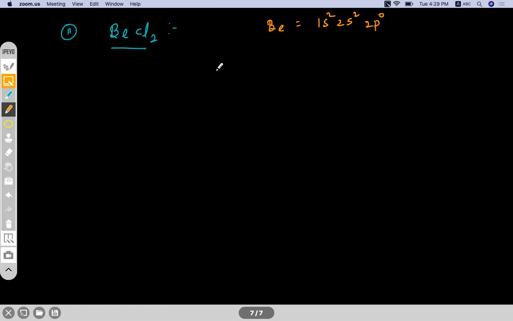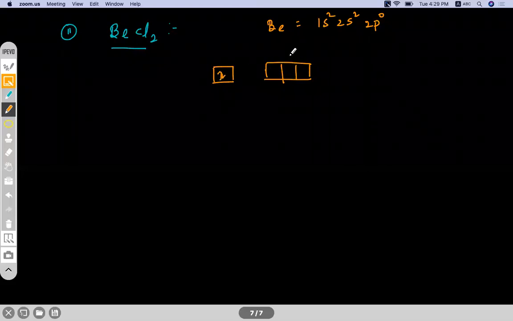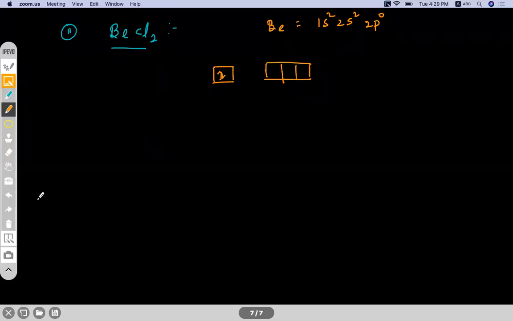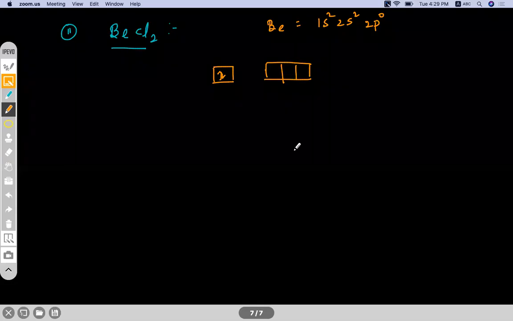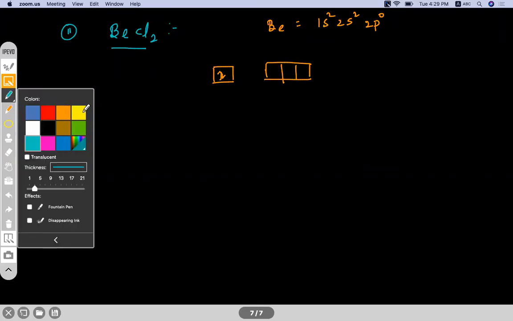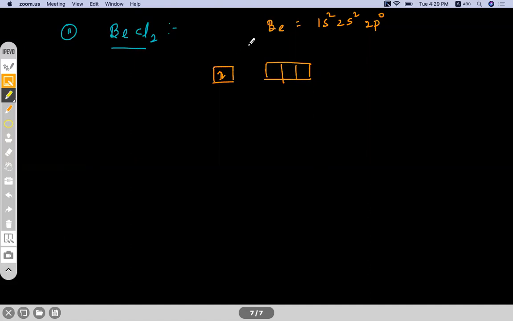If I draw the diagram here, this is 2s and this is 2p. 2s has 2 electrons and there is no electron in 2p. But it has to bond with 2 chlorine atoms, meaning 2 unpaired electrons are required for beryllium. So in the excited state, one of the electrons from 2s of beryllium jumps into 2p. In the excited state, 2s has one electron and 2p has only one electron.